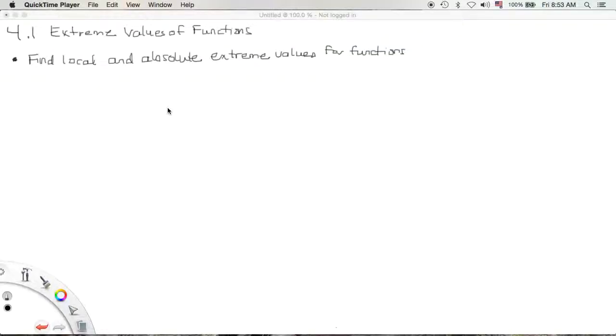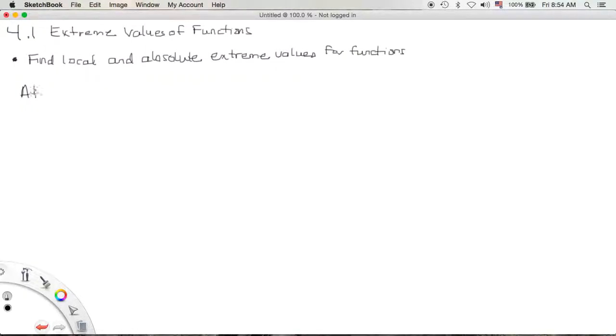One purpose of derivatives is to analyze functions and what their graphs look like. Now, one thing we're going to do today is look at the extreme values of functions and how we can find those. So first let's figure out what that means.